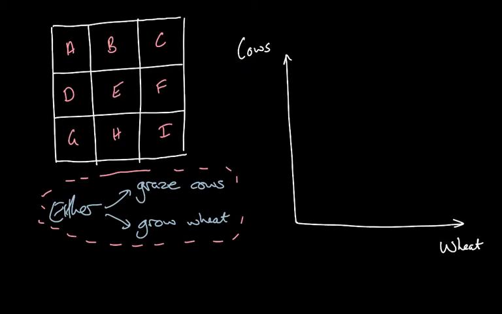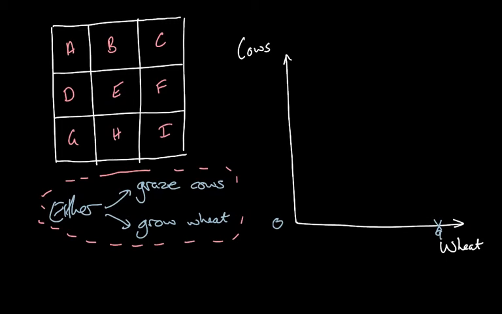What that means is that if he uses all 9 of these, then he will generate a point down here, and that will be 9 of wheat and 0 of cows. So that's the first option that he has. He can decide to allocate all 9 to the production of wheat, which means his wheat output is high, it's over here. His cow output, though, is 0. None of his fields are being used for grazing cows.